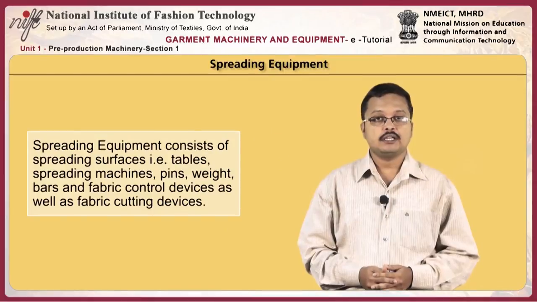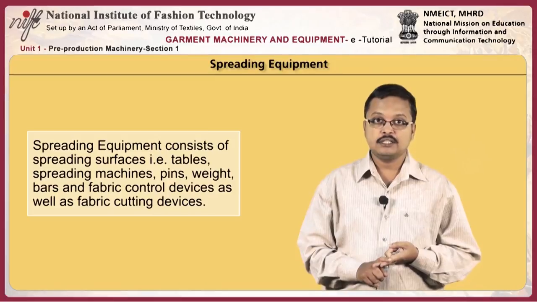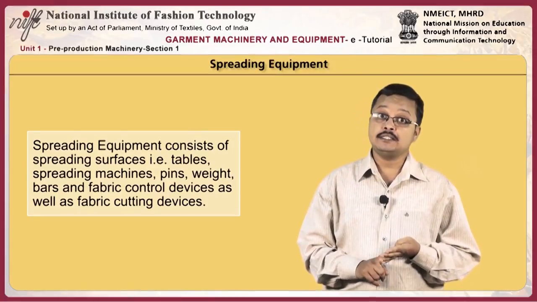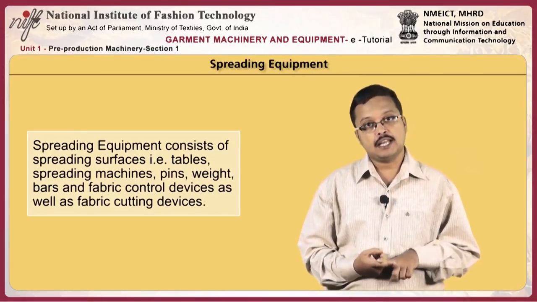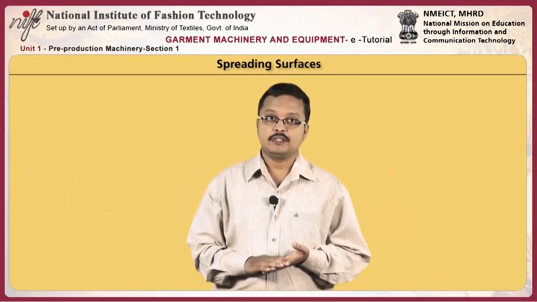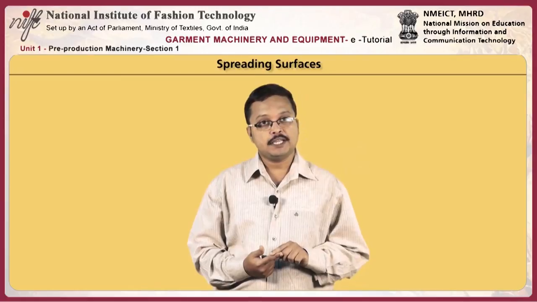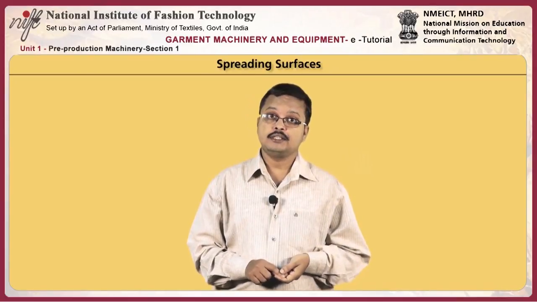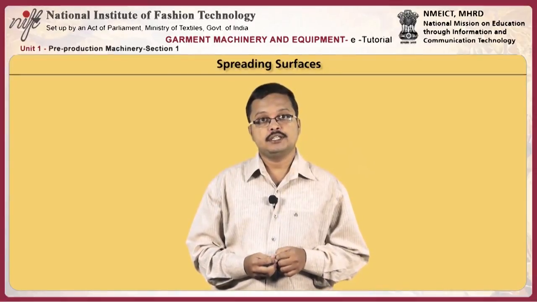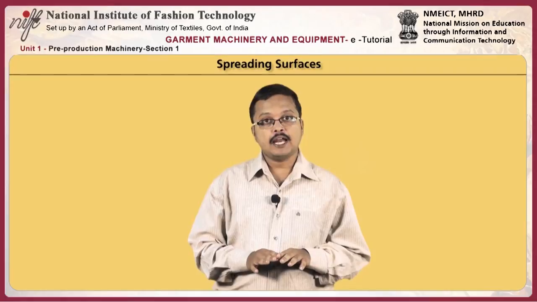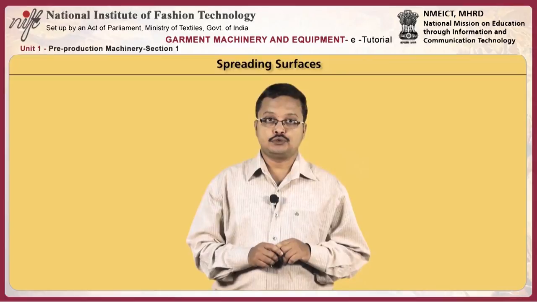Spreading equipment consists of spreading surfaces, that is the tables, spreading machines, pins, weight bars and fabric control devices as well as fabric cutting devices. Spreading surfaces will depend on the type of fabric, spreading equipment, cutting method and also the firm's quality standards. Spreading requires a flat, smooth surface. For this purpose, normally a table is used.